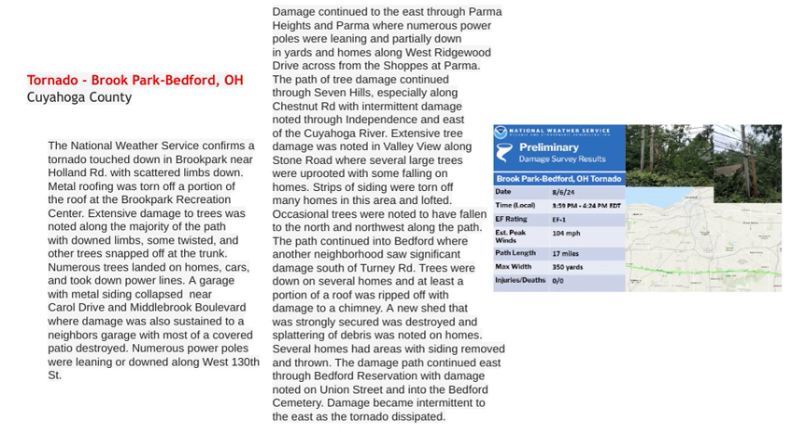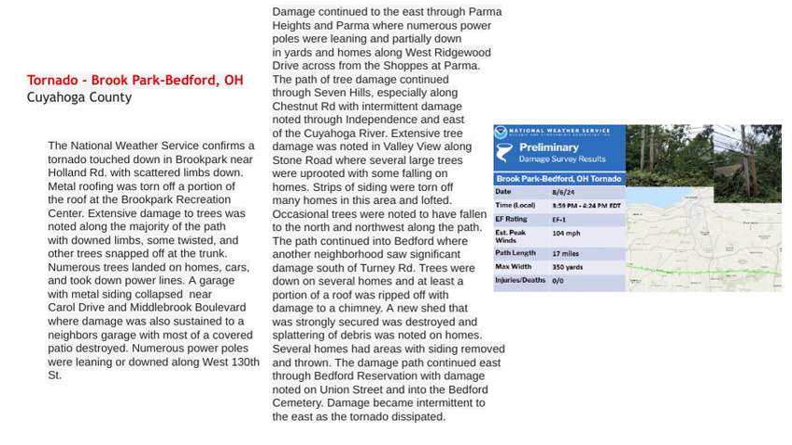So the National Weather Service for the second tornado confirmed a tornado touchdown in Brook Park, with scattered limbs down. Metal roofing was torn off a portion of the roof at the Brook Park Recreation Center. Damage to trees was noticed along the majority of the path. Some were twisted and other trees snapped off up the trunk. Numerous trees landed on homes. It took down power lines.